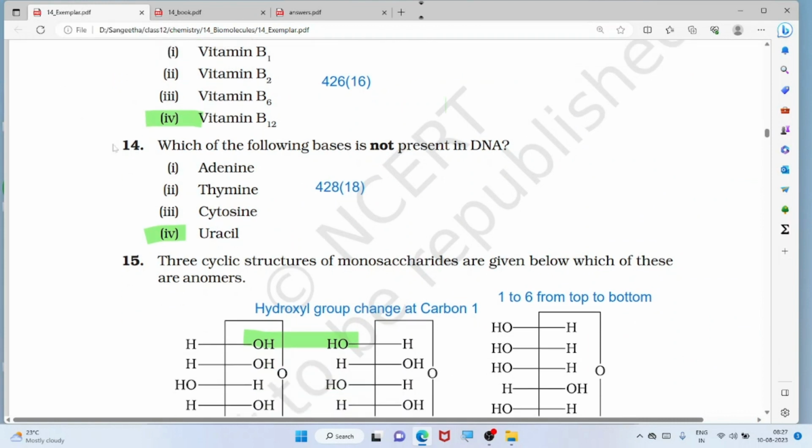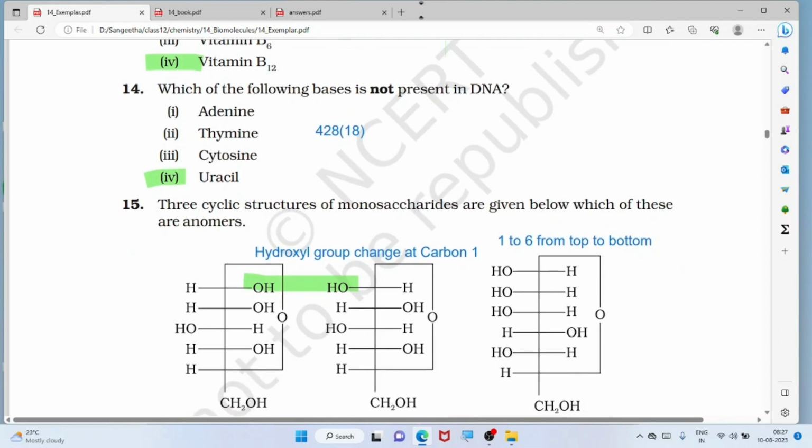Which of the following bases is not present in the DNA? This is present in the RNA only. I already showed you.